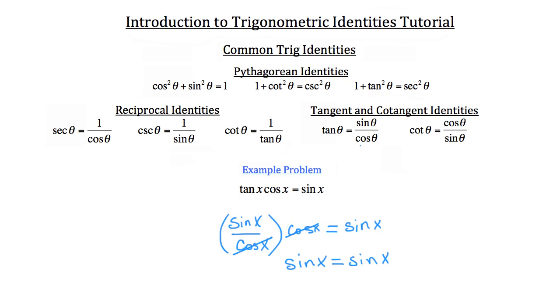The tangent identity in this case, that tangent of theta, or tangent of x, is equal to the sine of theta over the cosine of theta. Let's go ahead and take a look at another problem.